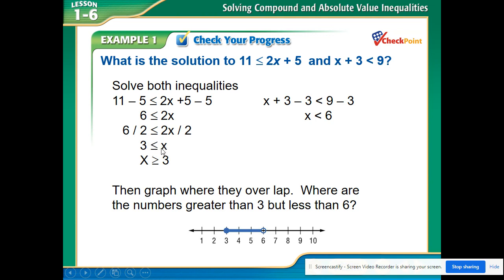Well, we would like that on the other side just to make it look a little bit nicer. So we're saying x is greater than or equal to 3. This other equation is a little bit easier. We're just subtracting 3, and we get x is less than 6.